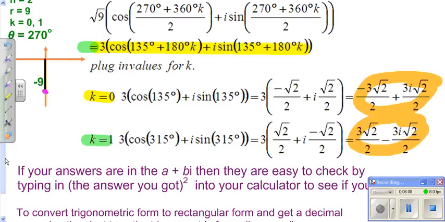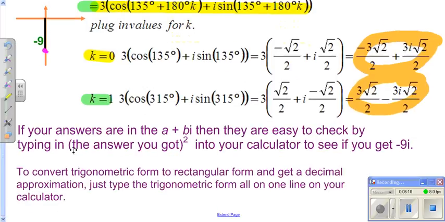Now, if you want to go ahead and double check yourself, you could. You could just take this big, messy, ugly answer, type it into your calculator, and then square it. And then you would see that you would get a negative 9i. You can do the same thing for the second one to double check your work.